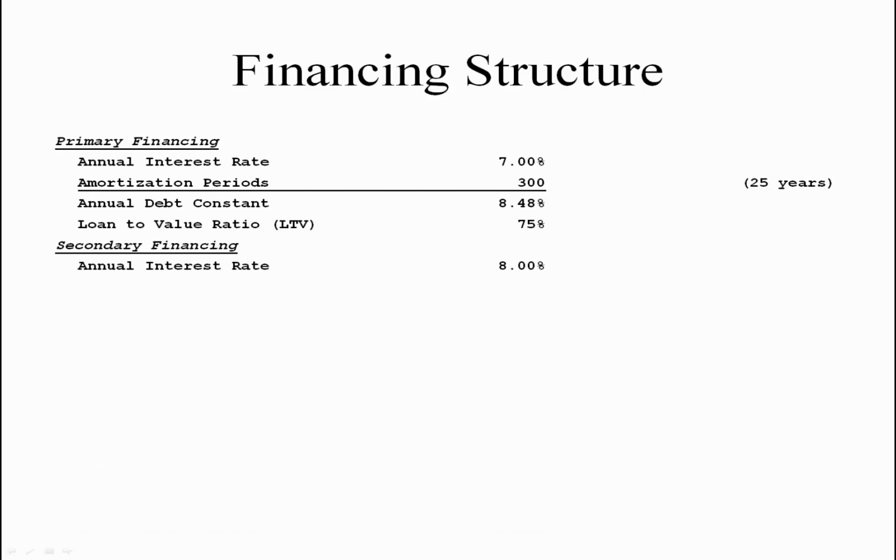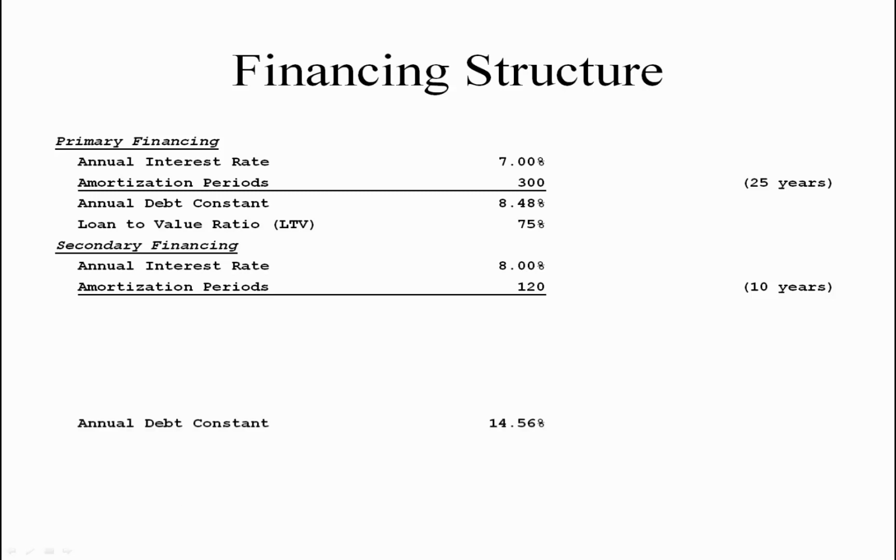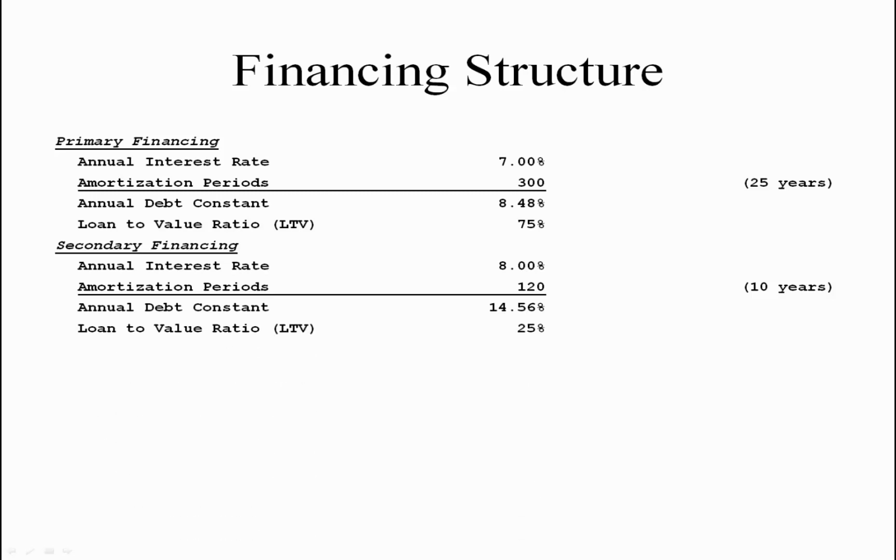Secondary financing. Annual interest rate 8%. Amortization periods 120. That's 10 years. Annual debt constant 14.56%. Loan-to-value ratio 25%.